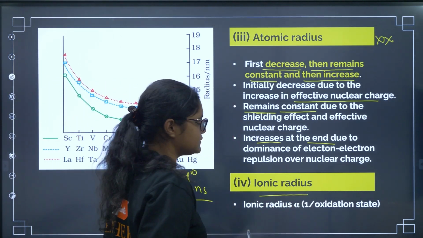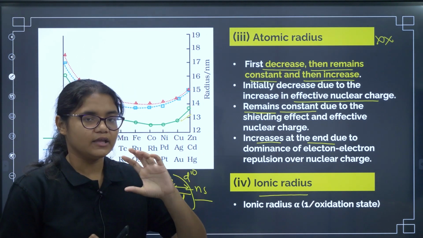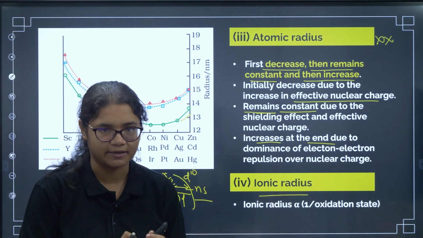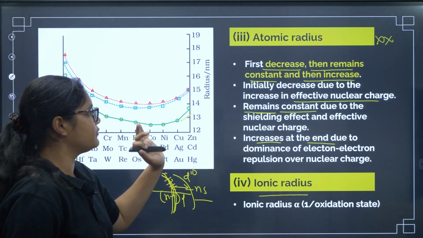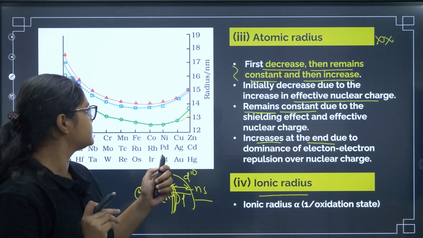Next is ionic radius. Ionic radius, you know, is inversely proportional to oxidation state. If the oxidation state is high, then ionic radius will be less, and vice versa. So here also you have to just remember the trend. What is happening in the trend? So we have already discussed how many trends.